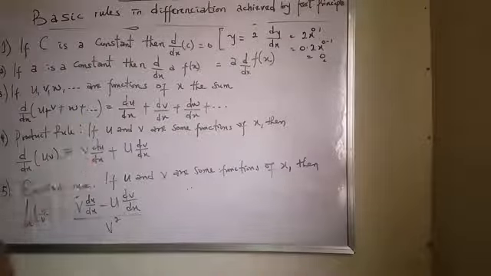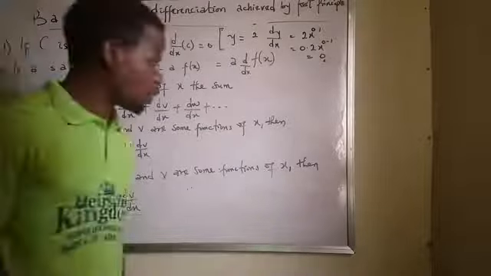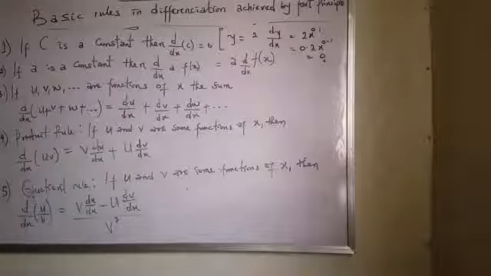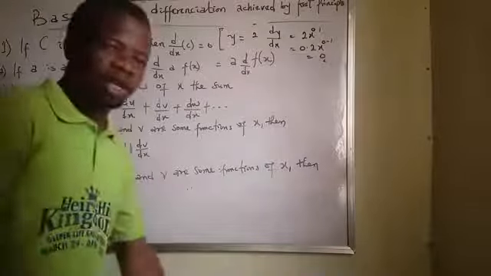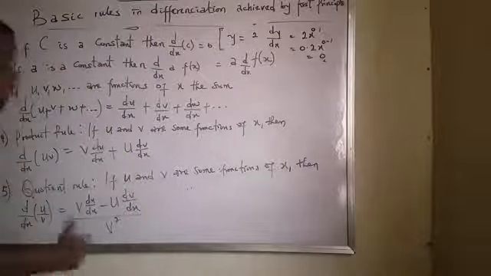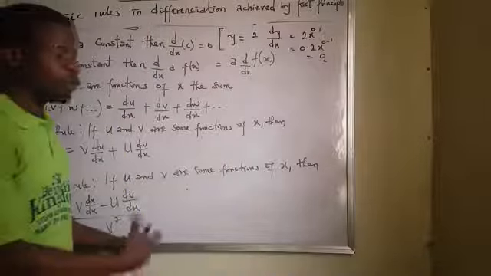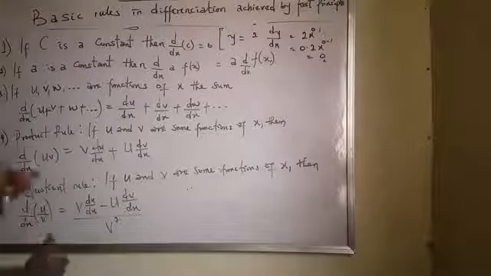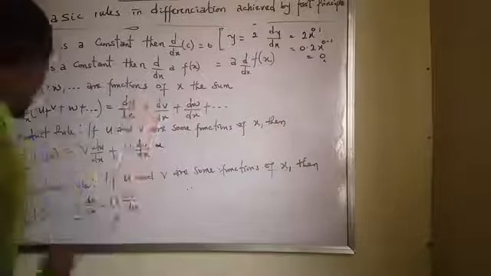Simple. The product rule: if u and v are some functions of x, then d/dx of uv will be v du/dx plus u dv/dx. And this, you find the first function. I will explain this in another video because this is a video on its own.